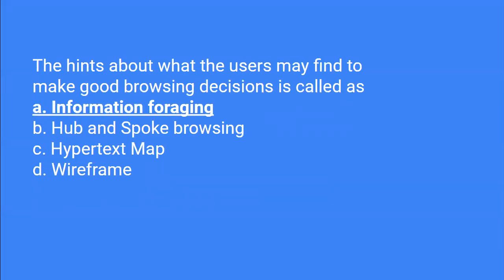The hints about what the users may find to make good browsing decisions is called, the options are information foraging, hub and spoke browsing, hypertext map, wireframe. The answer is information foraging.